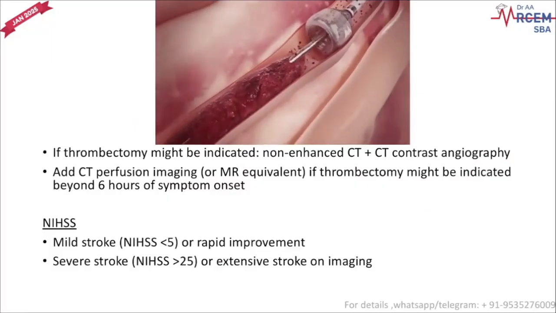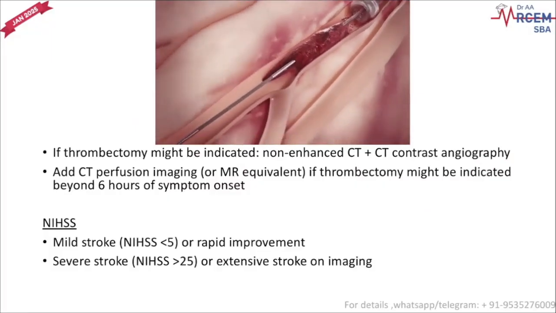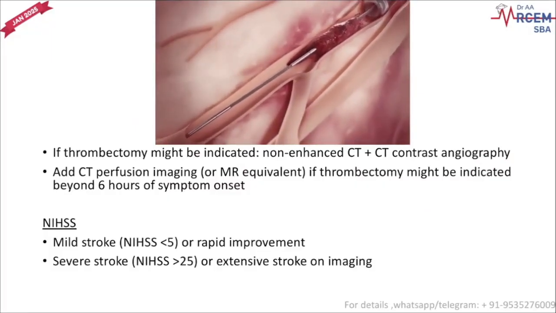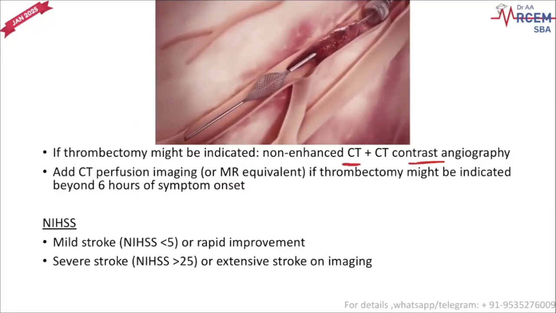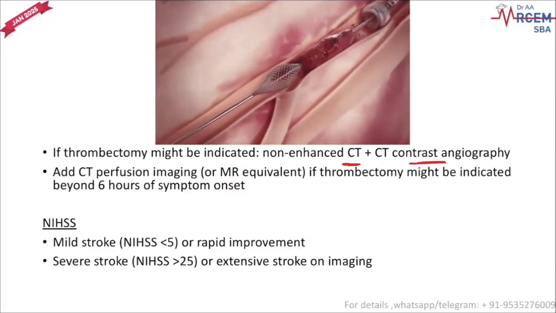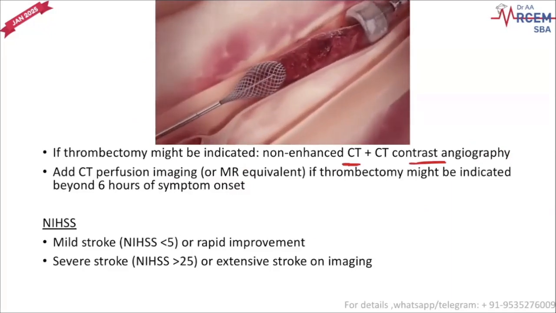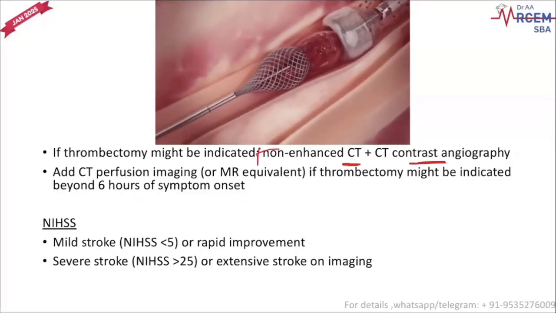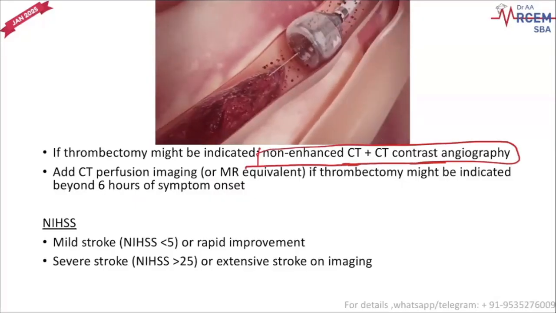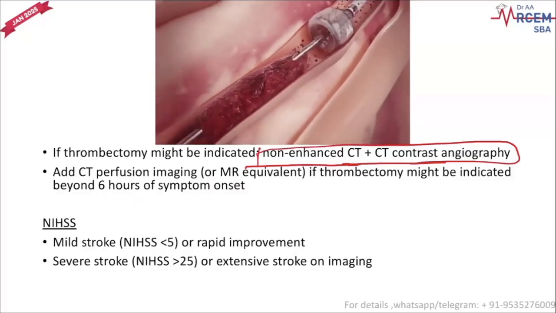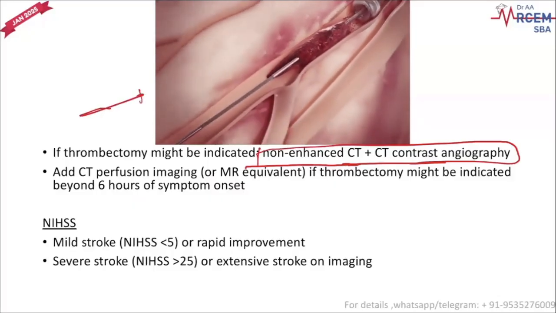Once you suspect a stroke, what is the initial investigation that you'll be getting done? Initial investigation is CT plain plus CT contrast with angiography. Okay, CT contrast angiography and a CT plain is the latest recommendation to get done both together, because most of the emergency departments have the capability of getting a thrombectomy done.